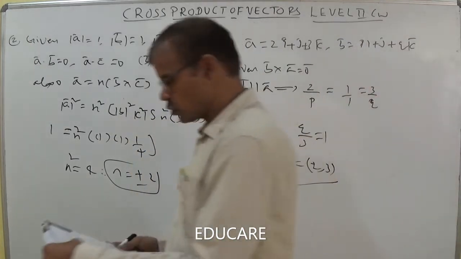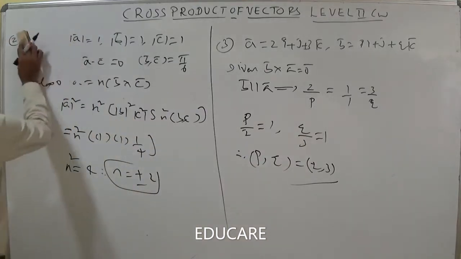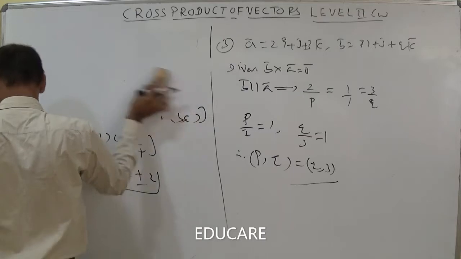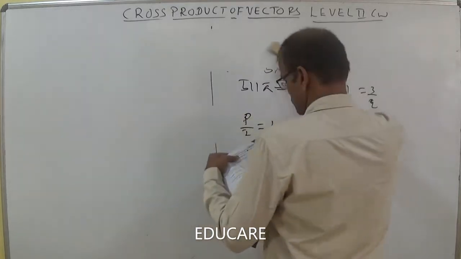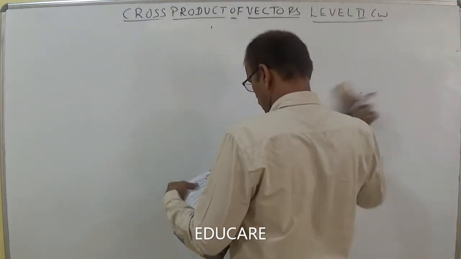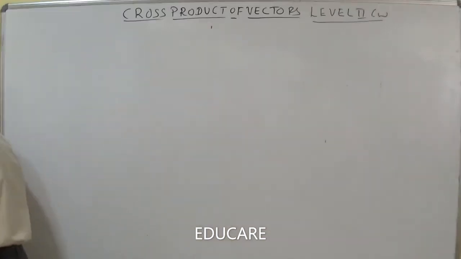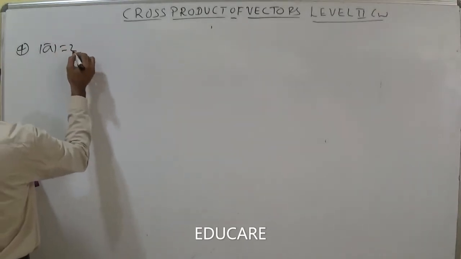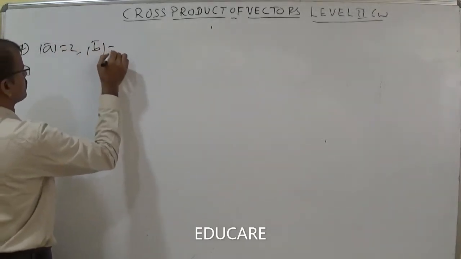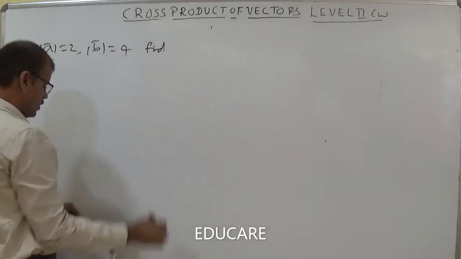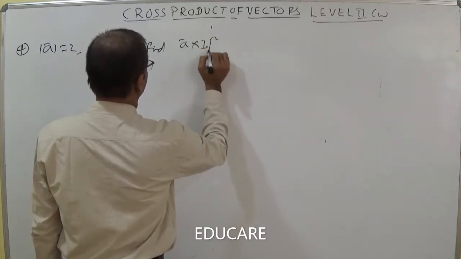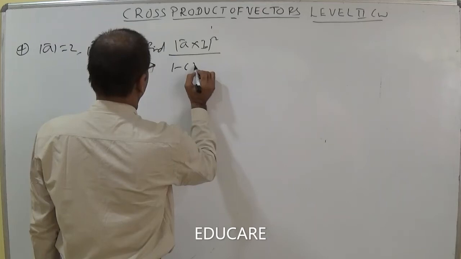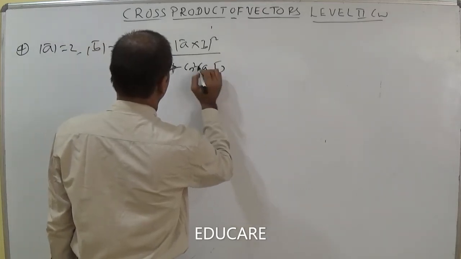Next, fourth question, using Lagrange's identity we can calculate. The data he given, mod A is equal to 2 and mod B is equal to 4. Then he is asking modulus of A cross B whole square by 1 minus cos square A comma B. Modulus of A is equal to 2. Modulus of B is equal to 4. Find modulus of A cross B whole square by 1 minus cos square of A bar comma B bar.